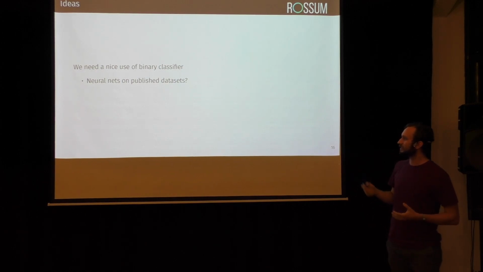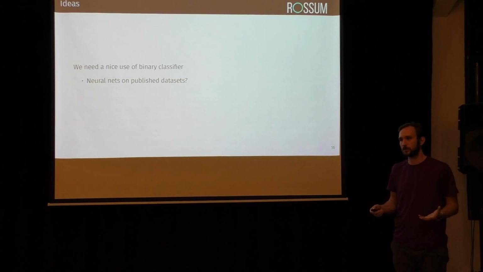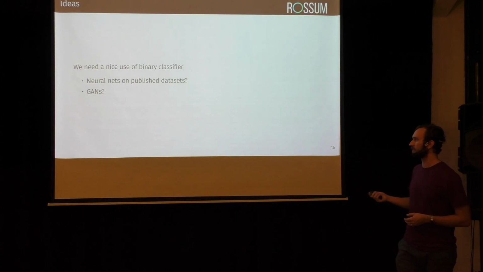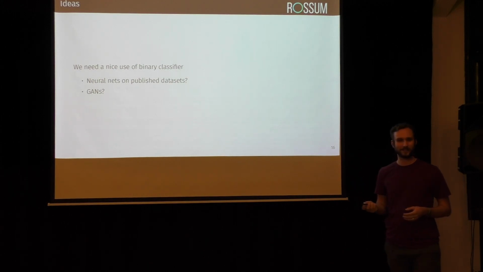You can try and find some neural nets on published datasets because you need to be able to repeat the training, right? You can't just use results from published papers. You need to be able to rerun the training. So this is what I did, but another thing I did was, you need a binary classifier for GANs, right? The discriminator is a binary classifier.